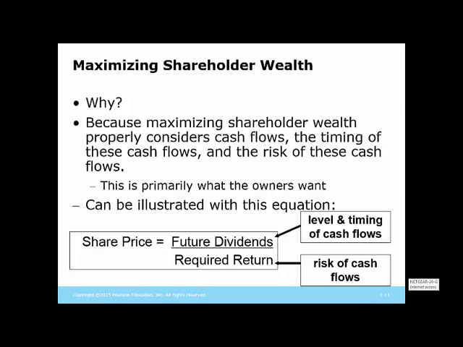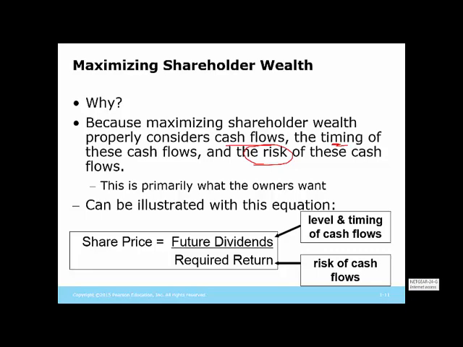So why is that? Well, first of all, maximizing shareholder wealth considers the cash flows involved in the process. It looks at cash flows instead of profits. It looks at when those cash flows come, the timing. And also, it involves an analysis of risk. And this essentially is what investors want. They want to become wealthier.